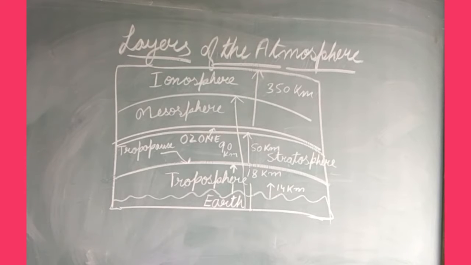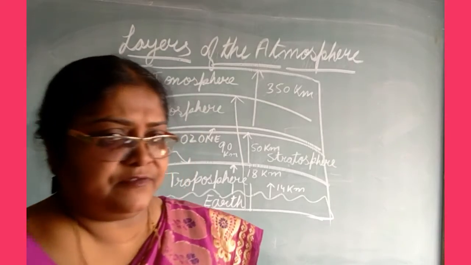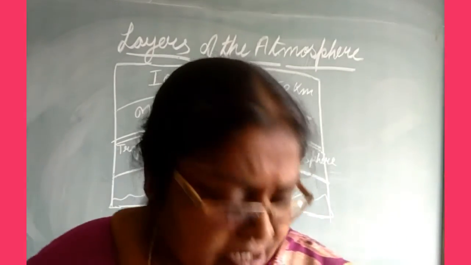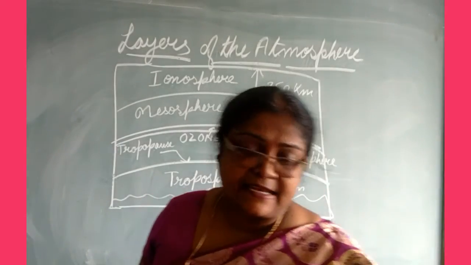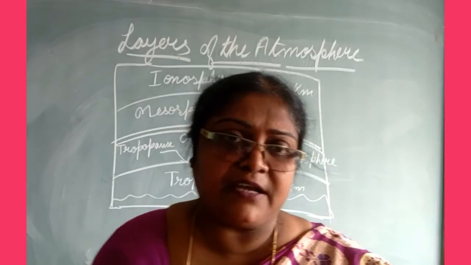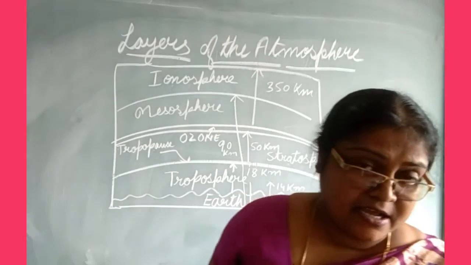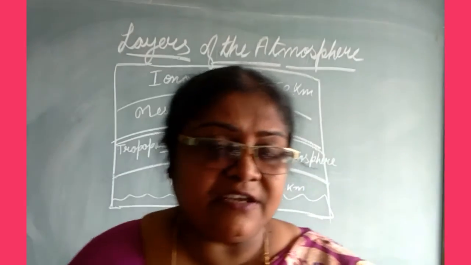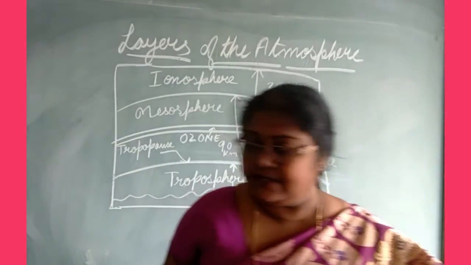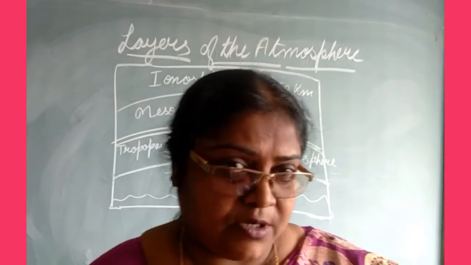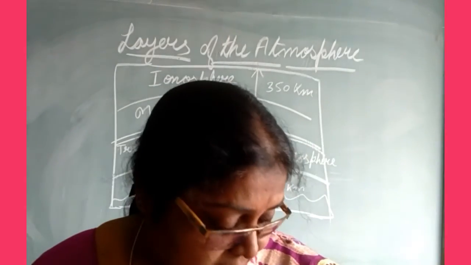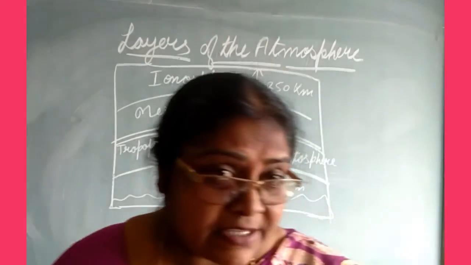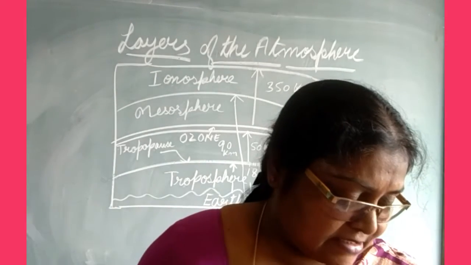The layer where we live is known as the troposphere. It is just above the earth's surface and extends up to 15 kilometers above. In this layer only, wind blows and clouds build up. Weather changes also take place in this layer.